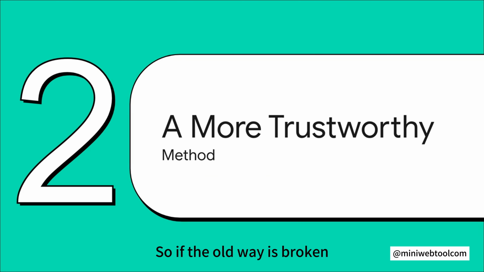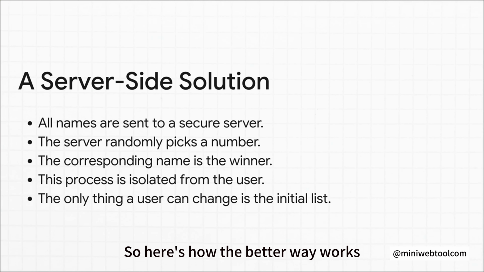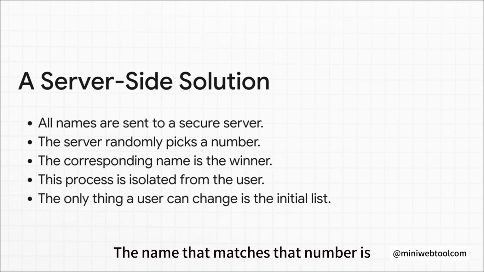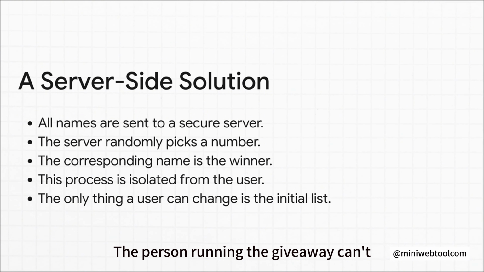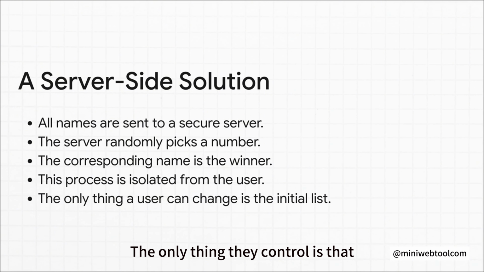Okay, so if the old way is broken, what's the fix? Well, that brings us to a much more trustworthy method. One that gets rid of that vulnerability completely. So here's how the better way works. First, the entire list of names gets sent off to a secure, remote server. Then, that server, not your computer, uses its own protected random function to pick a number. The name that matches that number is your winner. The key here, the most important part, is that the whole thing is isolated. The person running the giveaway can't touch it. The only thing they control is that initial list of names they upload.